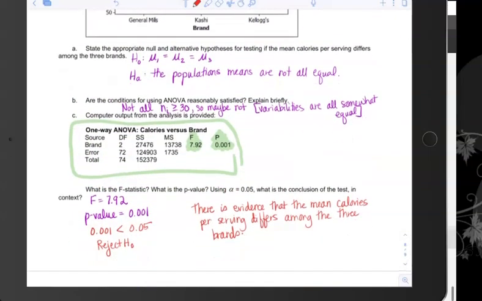And that's it. That's all we need to know for ANOVA. And that is our last section. Try not to celebrate too much.